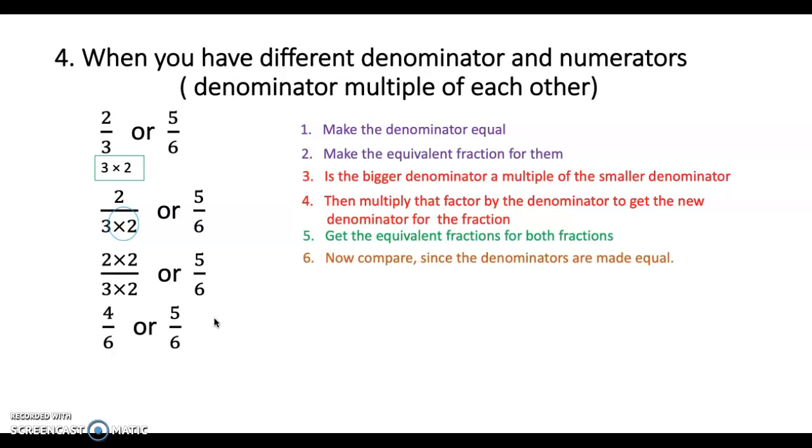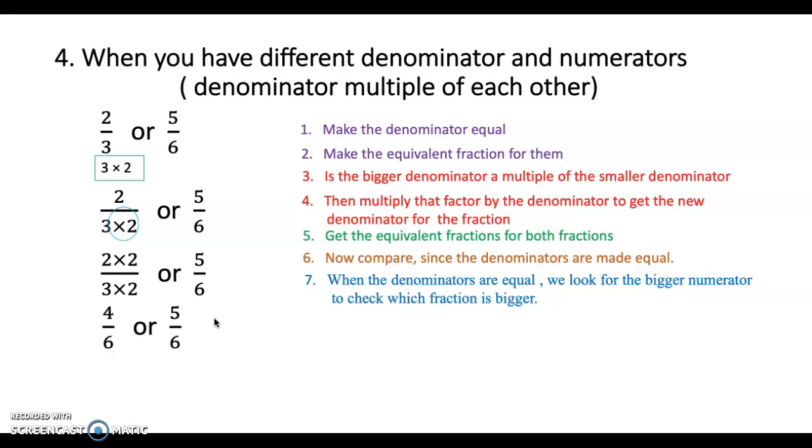Now we can compare. When we have made the denominators the same, we look for the bigger numerator when comparing. So the bigger numerator will be the bigger fraction. So 5 over 6 is the bigger one. Therefore, 2 over 3 is the bigger. No, this is a mistake. Therefore, here it should be 5 over 6 is the bigger fraction, right? Okay, I hope you understand.